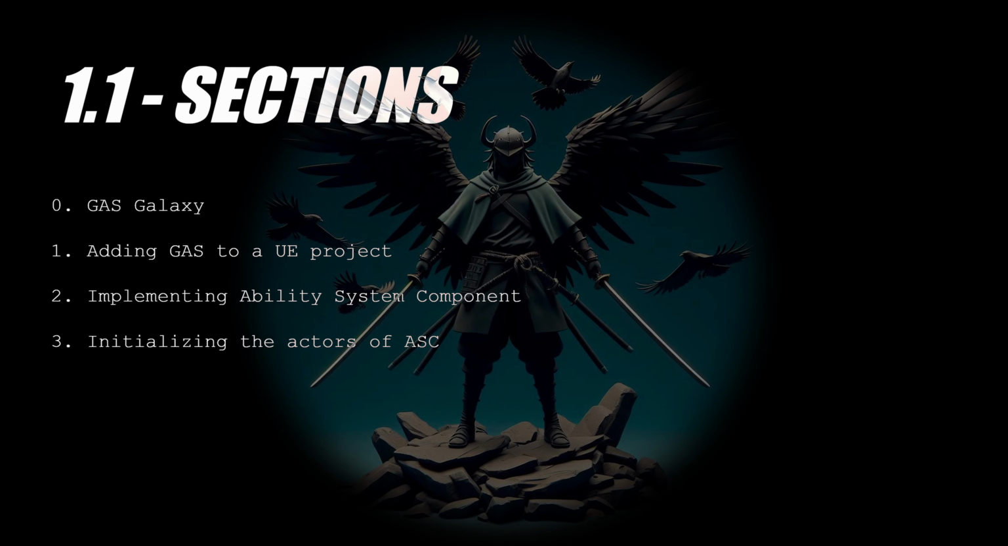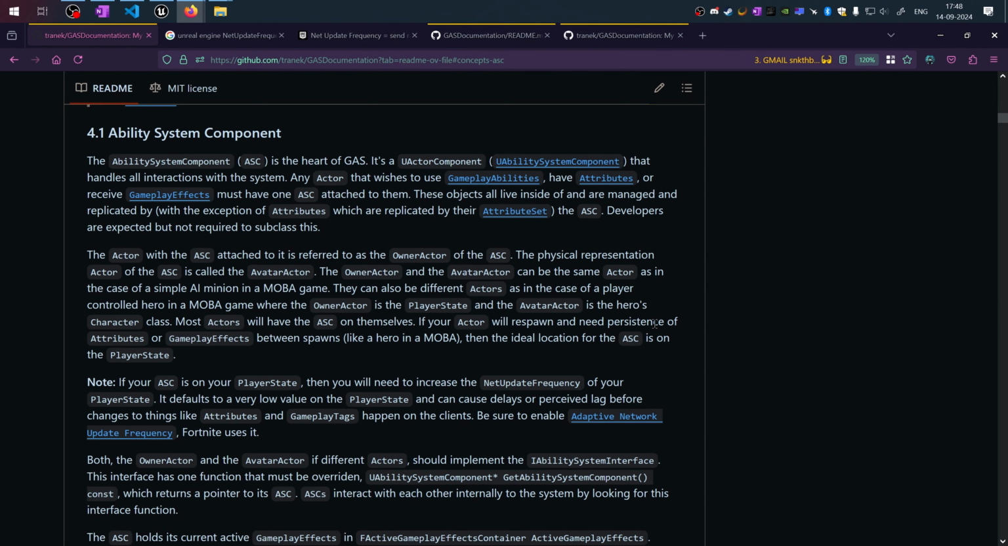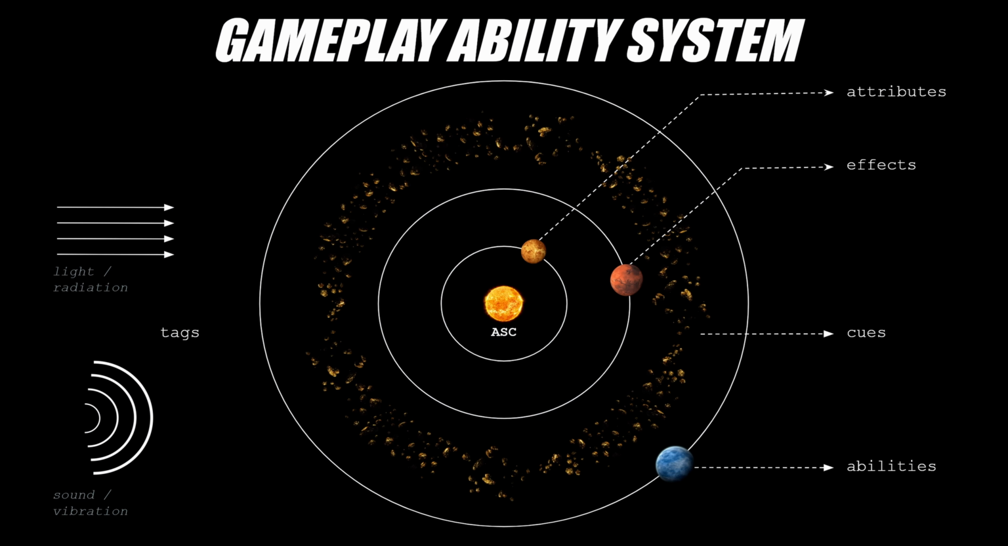The second section of this topic involved implementing the ability system component. It involved learning the theory of the ability system component. It is an actor component that handles the interactions of various elements of the ability system, like gameplay abilities, attributes, gameplay effects, and so on. Like I had mentioned, it is like the sun of a solar system that holds everything together. It coordinates and manages all these essential elements of the ability system.